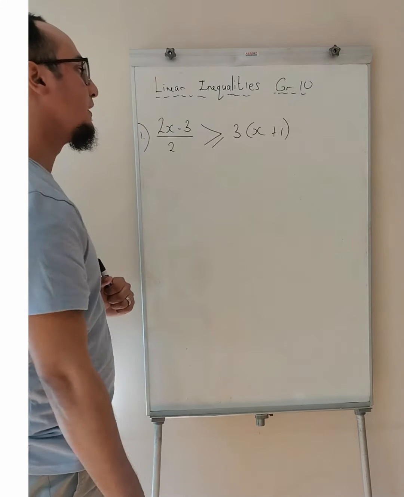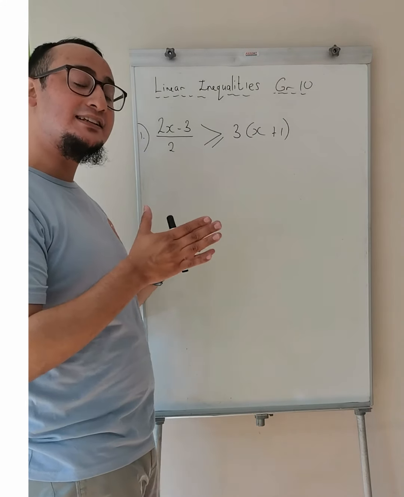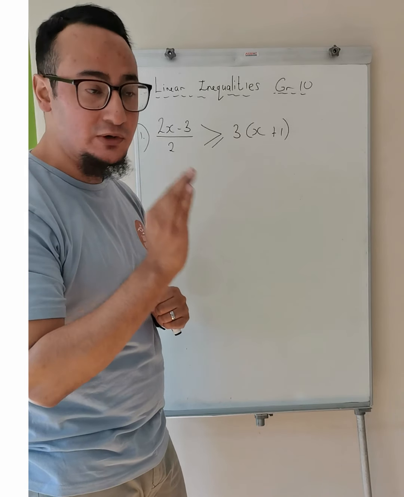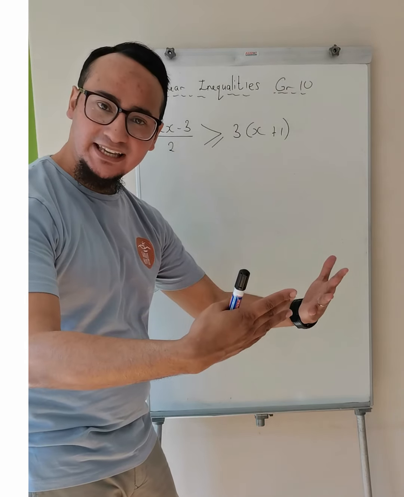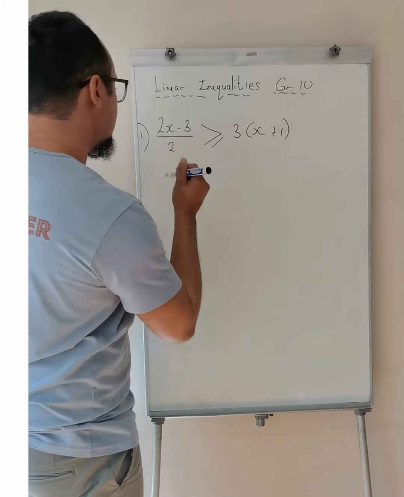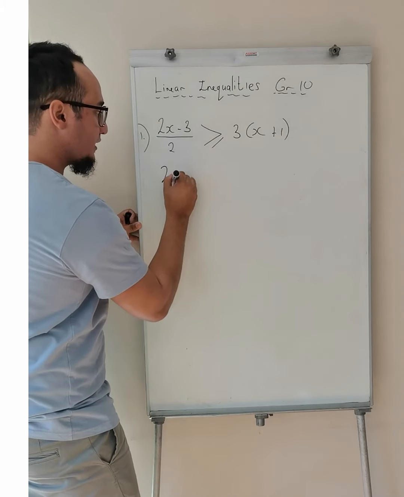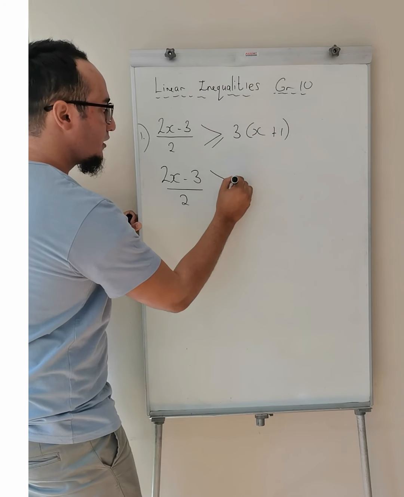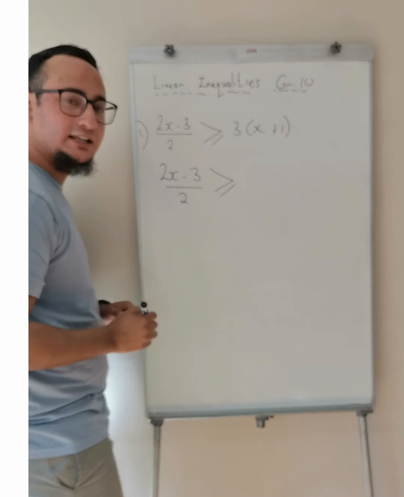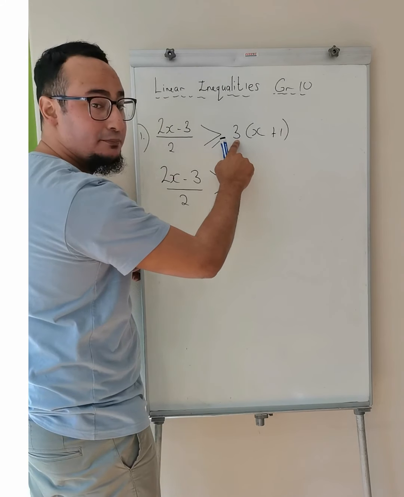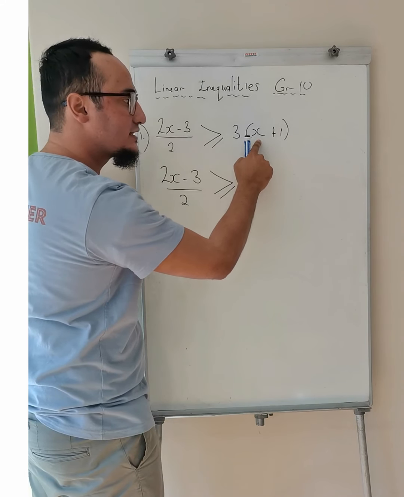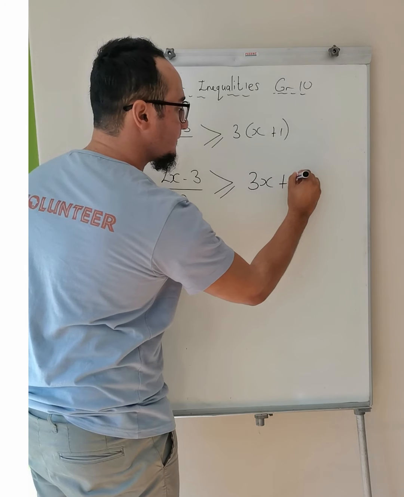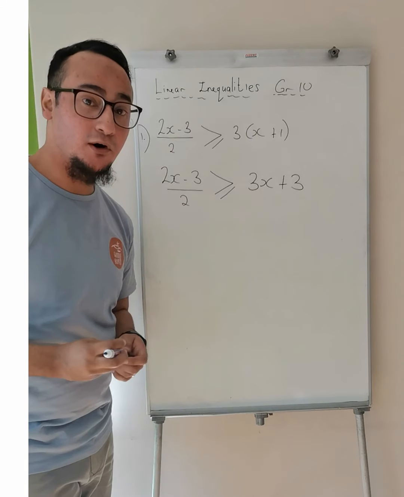Okay, so firstly, I need to treat it like a normal equation. So the first thing you're going to do when you have an equation, you obviously get rid of brackets. Okay? So 2x minus 3 over 2 is more than and equal to, now I'm going to distribute this 3 with my x and my 1. So 3x plus 3. Alright. You should get 1 mark for that.